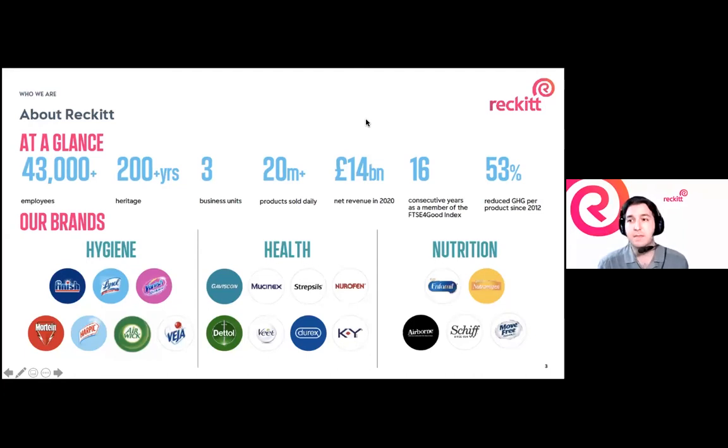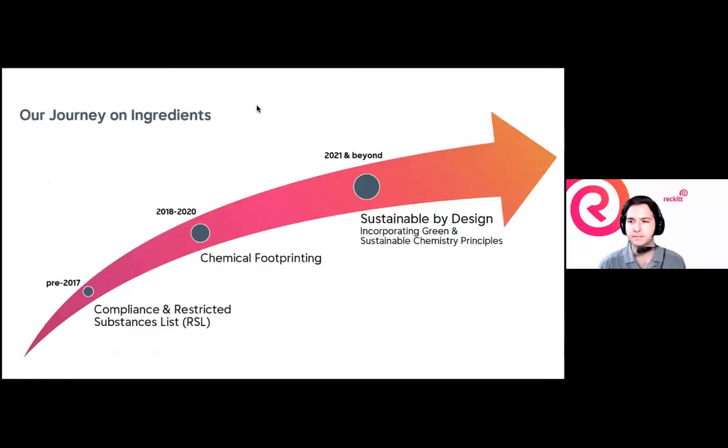For those of you that may not recognize the name, you probably know us from our brands rather than Reckitt itself. We are a global fast-moving consumer products company, and we operate all over the world across three business units, essentially: hygiene, health, and nutrition. So we have a very broad portfolio that brings its own challenges in terms of ingredient challenges, regulatory challenges, and so forth.